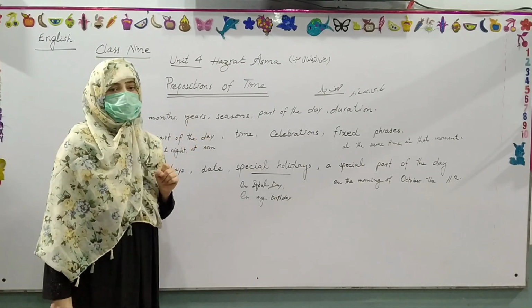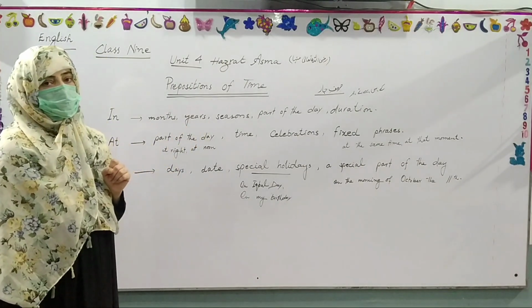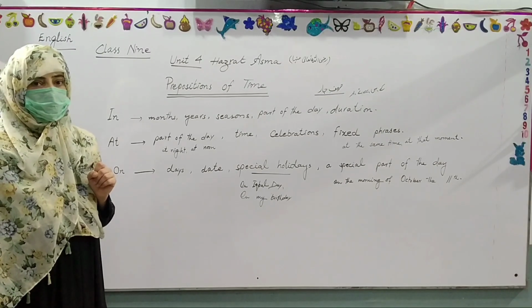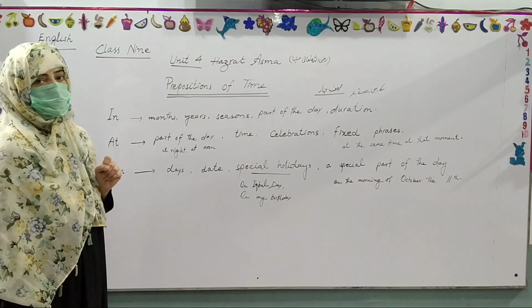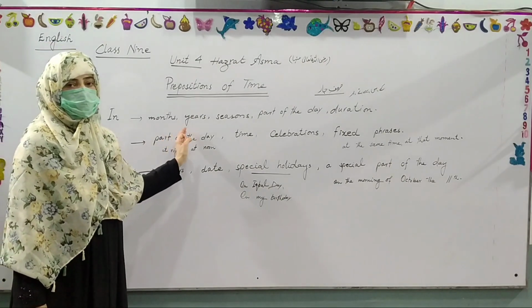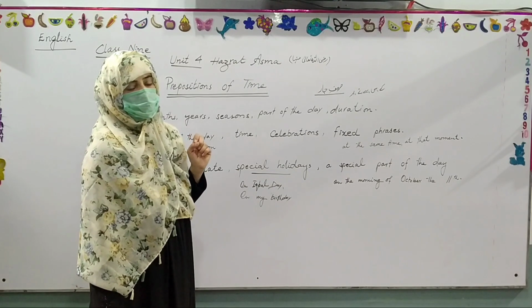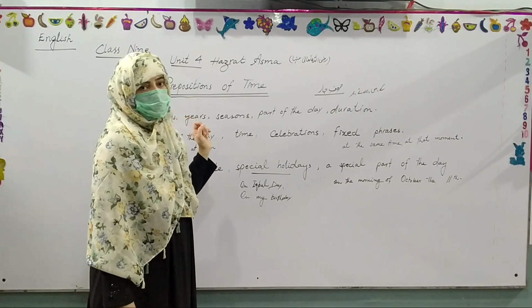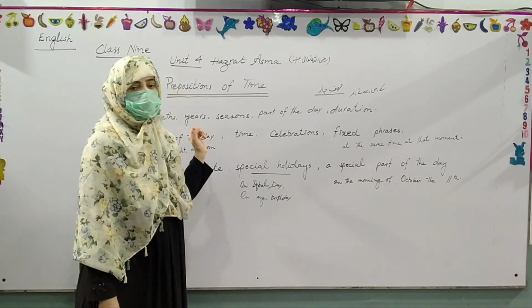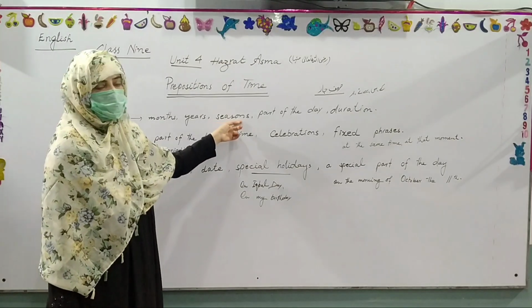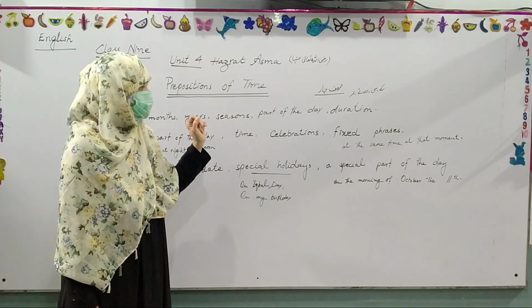Years, for the years, we also use in. He was born in 1980. Allama Iqbal was born in 1877. Seasons, for the seasons, we also use in. It rains in winter. We enjoy our holidays in summer.